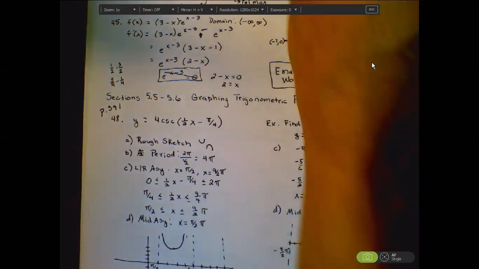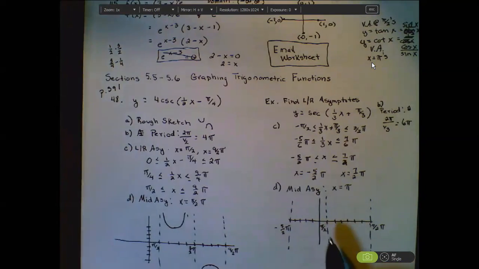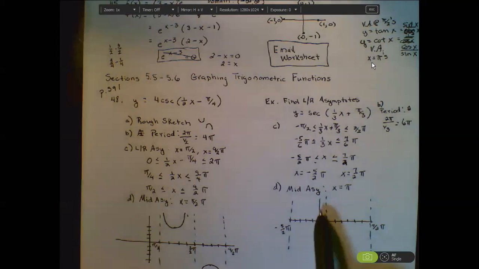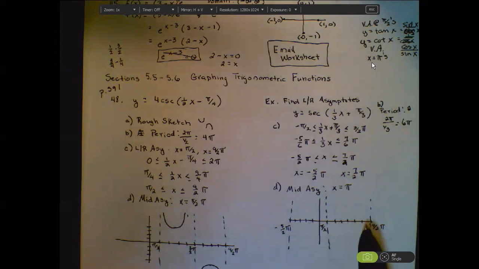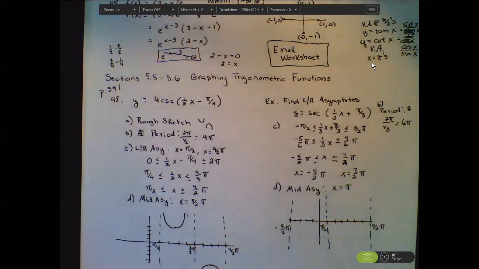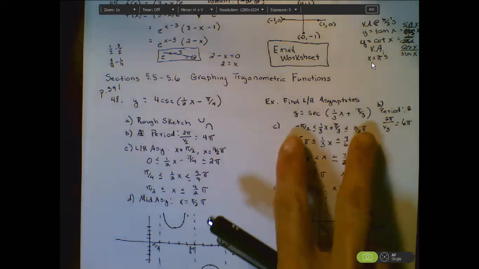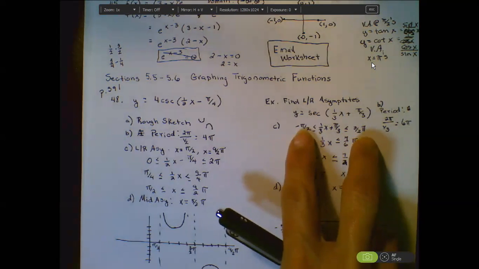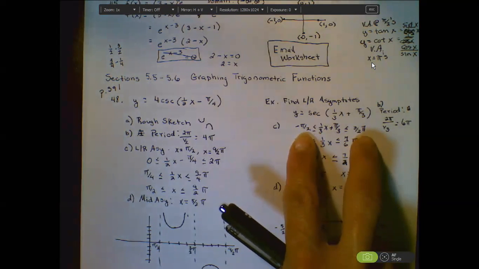To make sure that I have the correct middle asymptote, just count the tick marks between these two, counting 0 as a tick mark, and count the tick marks between these two. This is 1, 2, 3, 4, 5 tick marks. That's 1, 2, 3, 4, 5 tick marks.